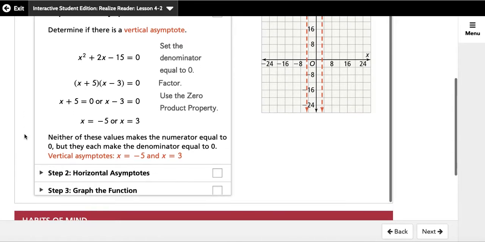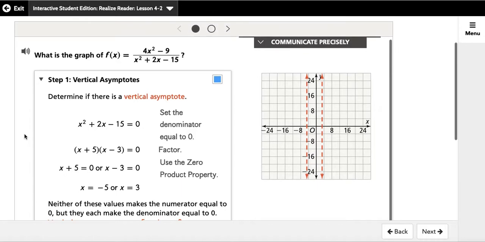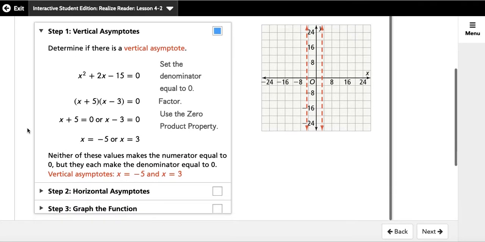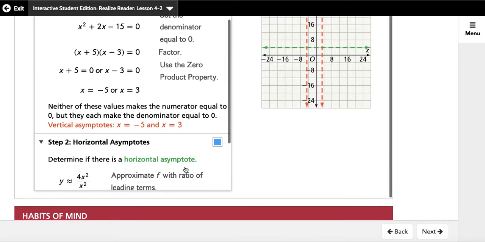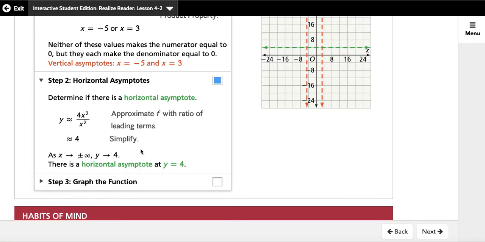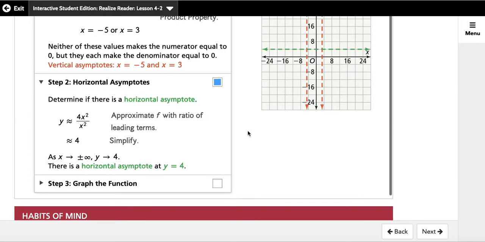Next thing is to find the horizontal asymptote, so we want to look for end behavior. It's an x squared over an x squared, so those can cancel out and you'd have 4 over 1. So it seems like y equals 4 is the horizontal asymptote, and it is. And then graph the function.